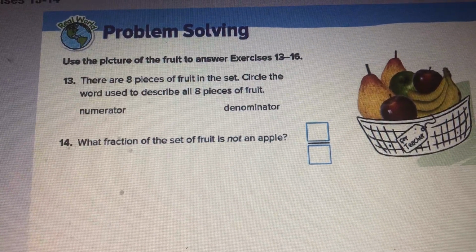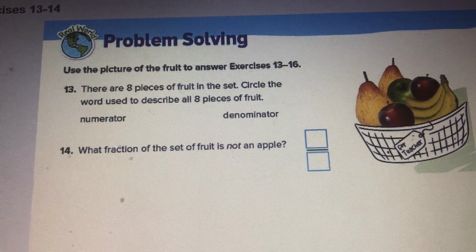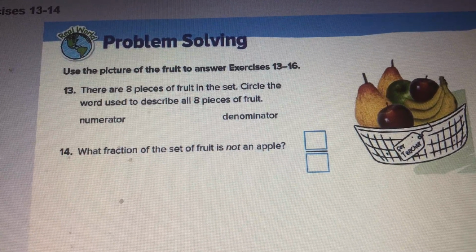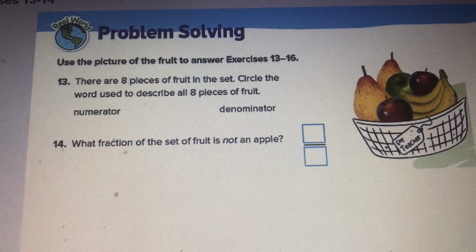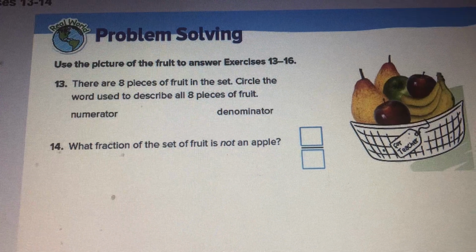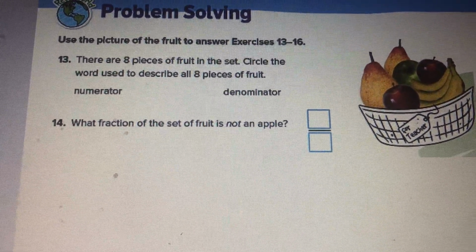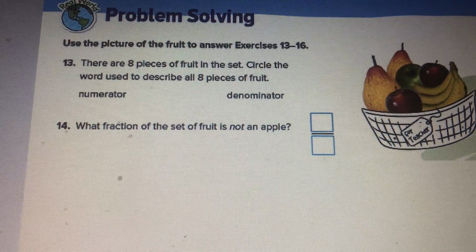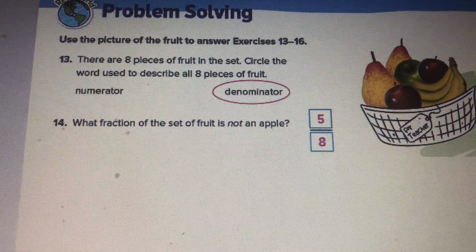Okay, use the picture of the fruit to answer questions 13 through 16. 8 pieces of fruit in the set. Circle the word to describe all 8 pieces. So for your total number of fruit, what word would you use? And what fraction of the set of fruit is not an apple? It looks like you have 2 red apples, 1 green apple, 2 pears, and a banana. So what fraction of the set of fruit is not an apple? There you go.